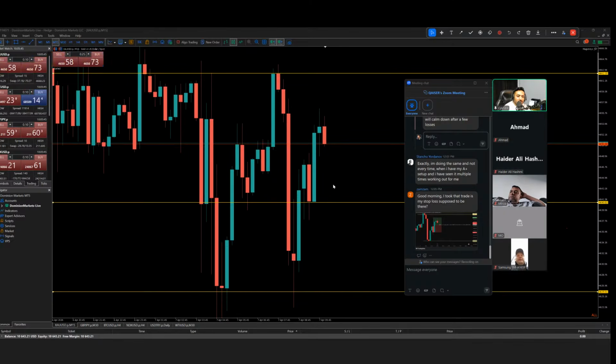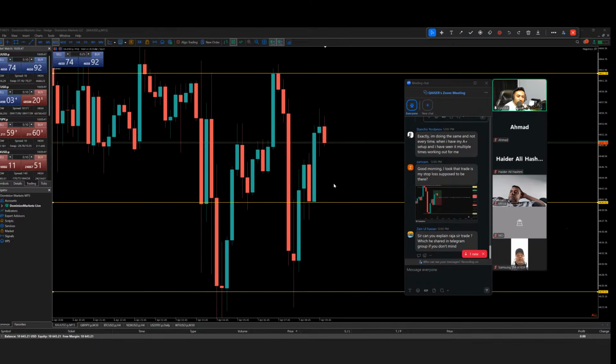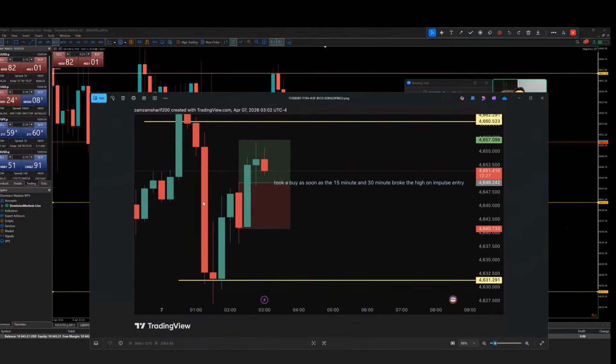Good morning. I took that trade. Is my stop loss supposed to be there? Let me see. Oh man, you took a buy here. Yeah, this makes sense, but your stop loss should not be here. Let me explain where your stop loss should be.